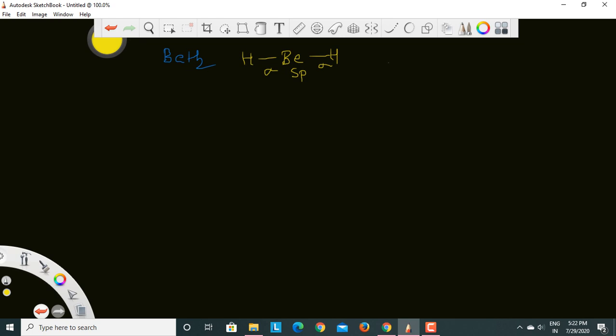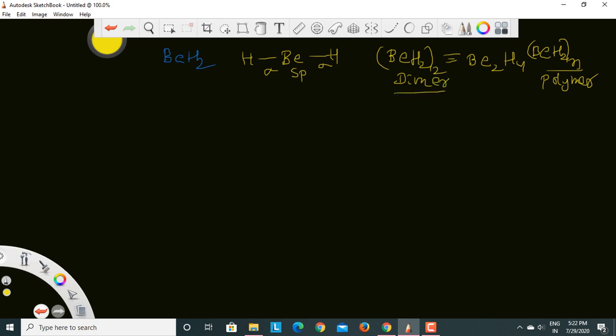But it is found that (BeH2) twice, that is Be2H4, exists, and it is found that (BeH2)n also exists. It exists in polymer. Here it exists in dimer. So first let us see the structure of the dimer. Then we will discuss the structure of the polymer.